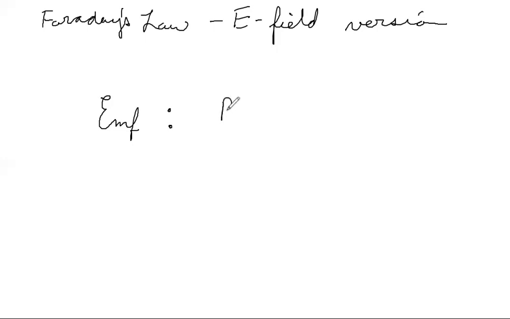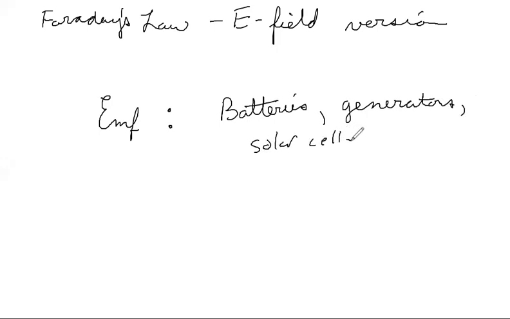But what are the sources of EMF that you could possibly have? We've seen batteries. We've all heard of generators, solar cells. But the fact that we have a flux through a loop, that doesn't create a battery or a generator or a solar cell. There has to be some other form of an EMF, which does not require any charge, because again, moving a loop around doesn't create charge.